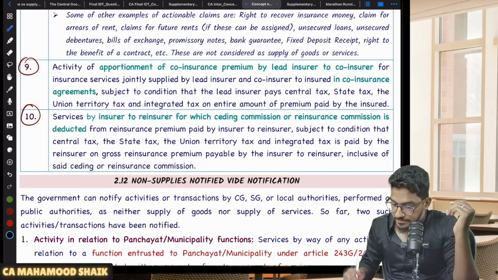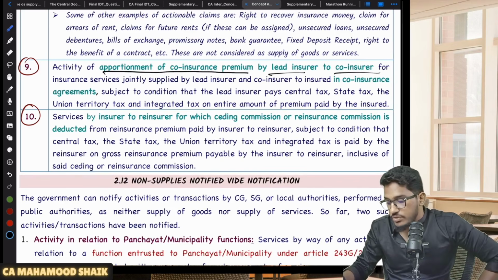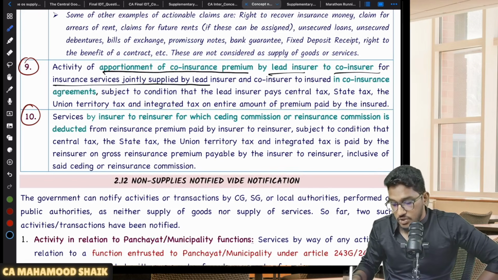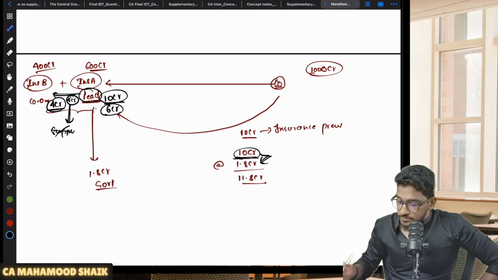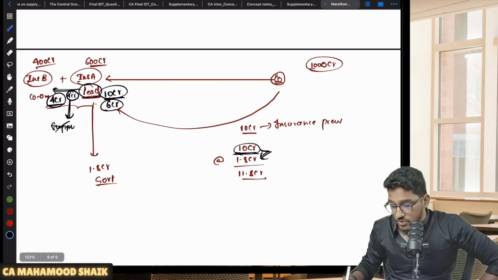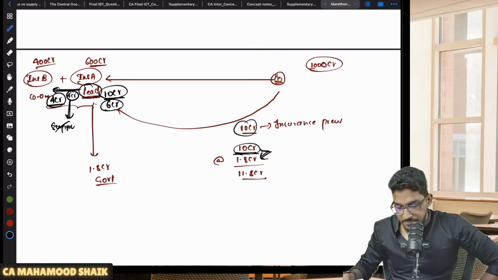So if you read it here, activity of apportionment of co-insurance premium by lead insurer to the co-insurer for insurance services jointly supplied by both of them in co-insurance agreements, subject to the condition that the lead insurer pays the GST on the total premium. That's what even the example I have given you here. So if this lead insurer has already paid the GST on the total insurance premium, whatever he is sharing with the co-insurer, on that once again it will not be treated as supply. On that once again GST will not come.